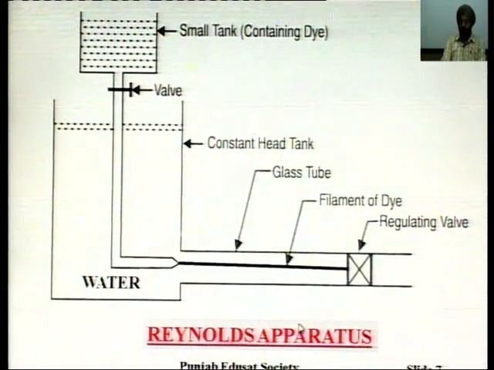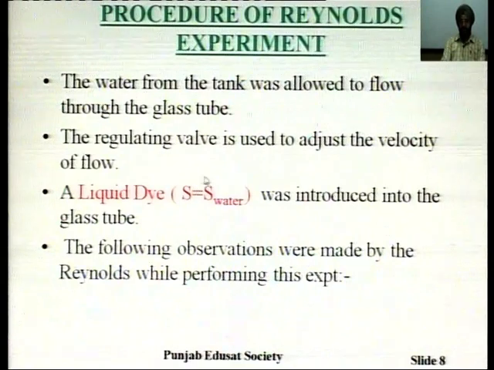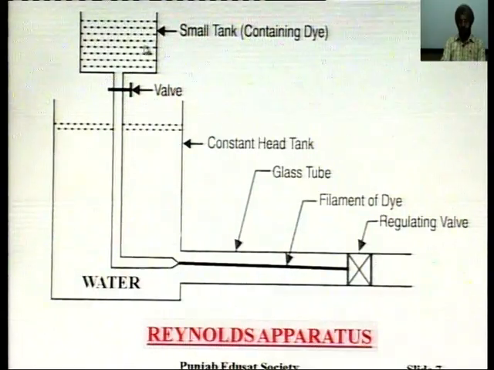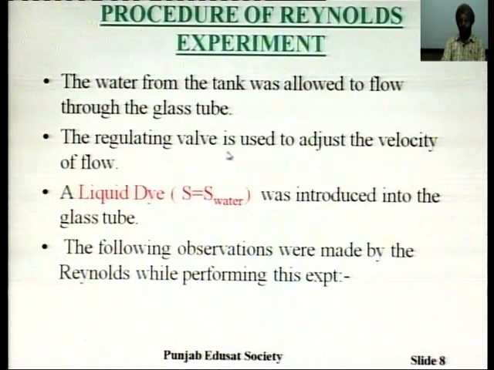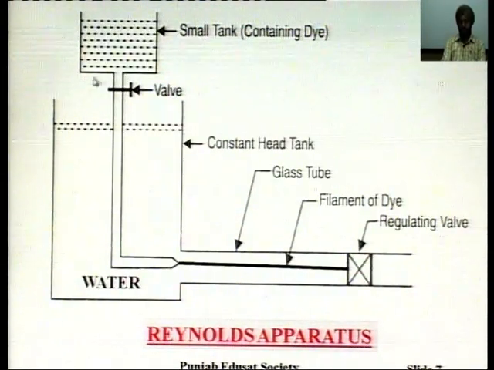Now what we actually do in this Reynolds experiment, regarding the procedure part: the water from the tank was allowed to flow through the glass tube. We are controlling the valve here for this small tank, so the water is allowed to flow through this glass tube. What happens then? The regulating valve is used to adjust the velocity of flow. Here I am talking about this valve. This is used to control the velocity of flow.